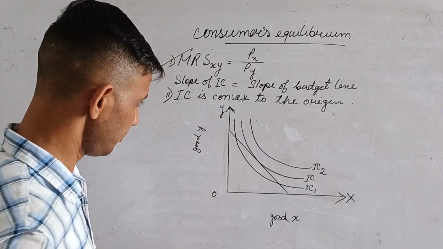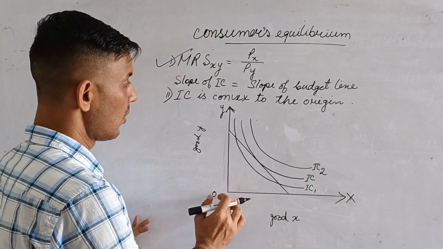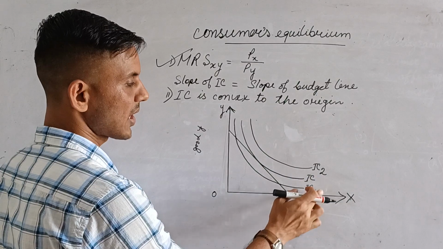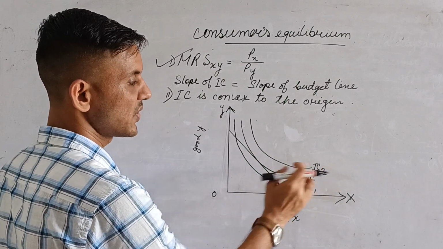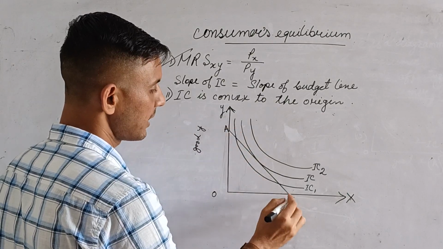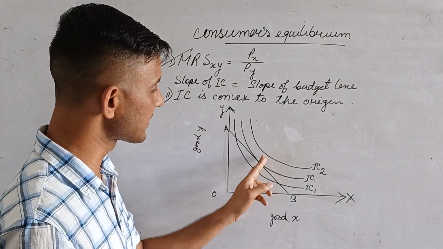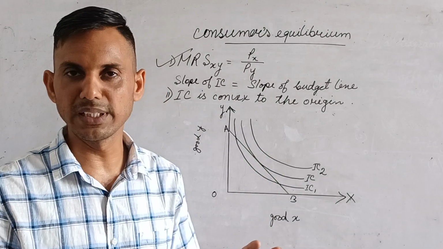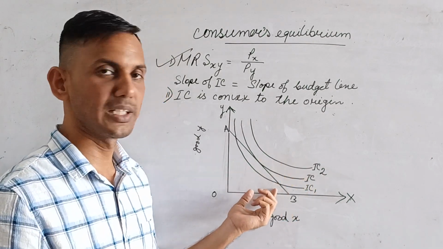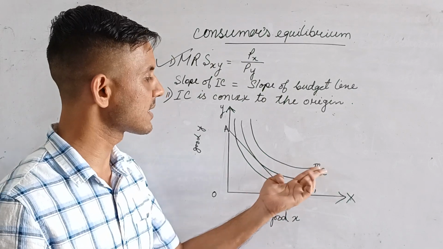So now see this diagram. In here OX denotes the good X, OY denotes the good Y. So there are three indifference curves: IC, IC1 and IC2. AB is the budget line. What you have seen is that IC2 curve is above your budget line, so you are not able to go to that side. So we will not discuss IC2.